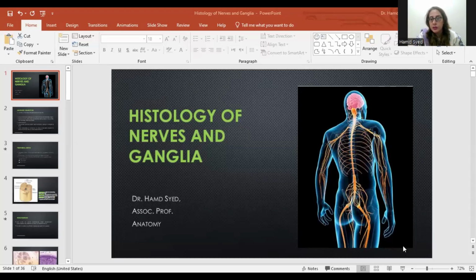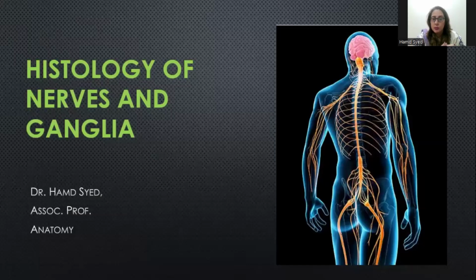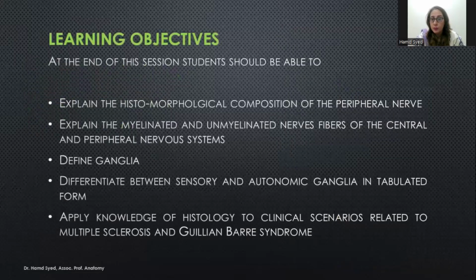Today we're going to be discussing the histology of the nerves and the ganglia. In today's discussion, we are going to be explaining the histomorphological composition of the peripheral nerve, and we shall explain myelinated and unmyelinated fibers of the central and peripheral nervous systems. Also, I'm going to be talking about the ganglia, the sensory and autonomic ganglia, and also a little bit of the clinical application in the discussion of multiple sclerosis and GB syndrome.